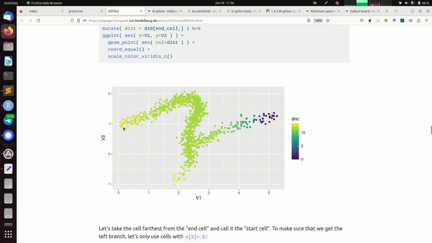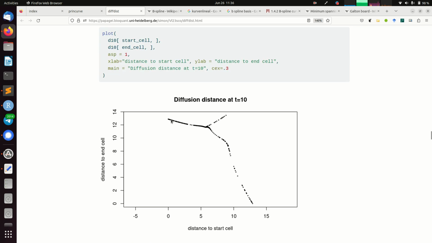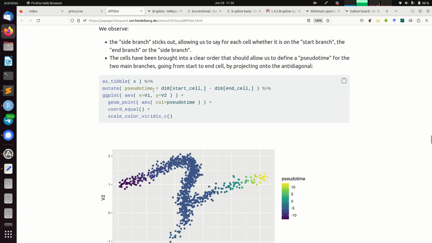And then I look at the distance to the start and the end cells, and this automatically orders my cells. Now I can use this to actually give me a pseudotime by just looking at the difference between start and end cell, because the difference is the distance of a cell to the main diagonal. So here I have a main diagonal, and the distance to the main diagonal, of course, tells me where I am. And that's what I've done here.